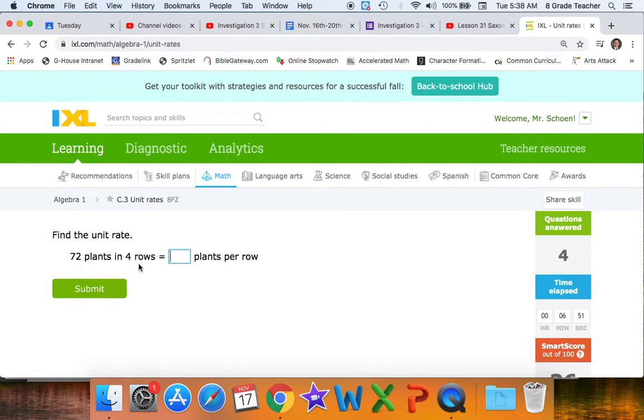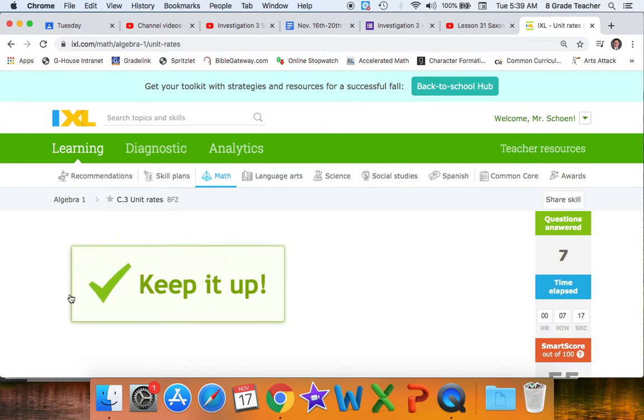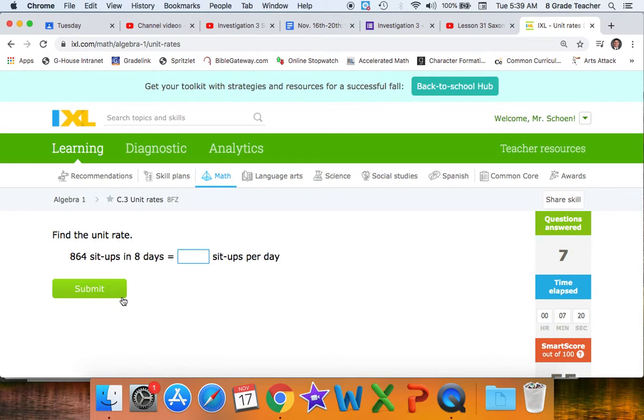Find the unit rate of 72 divided by 4 is 18. 18 apartments on 2 floors. 18 divided by 2 is 9. 72 liters in 4 minutes. If you were consuming something, 72 divided by 4 is 18. 864 sit-ups in 8 days. How many sit-ups did you do per day? 864 divided by 8 is 108 sit-ups per day.